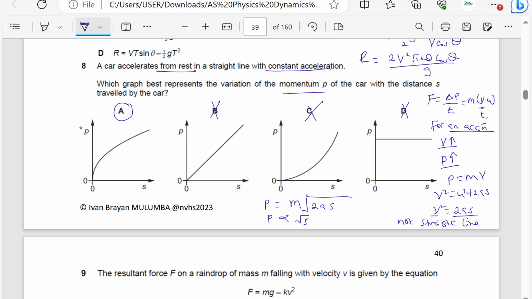It can't be C, because C has an increasing gradient. As s increases, momentum increases as the square root of s, which means the gradient should be decreasing. So the answer is going to be A. So this one means decreasing gradient.